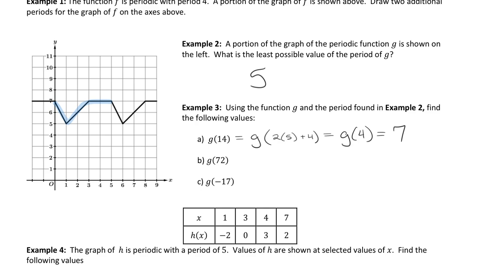In which case, if we're doing g of 72, way off screen, am I right? What's 72 divided by 5?